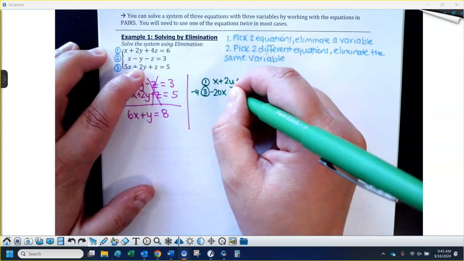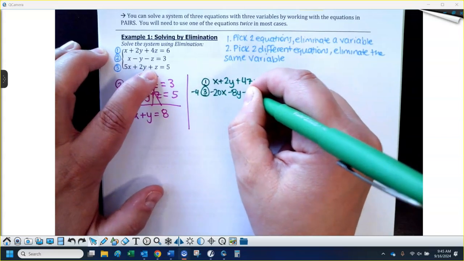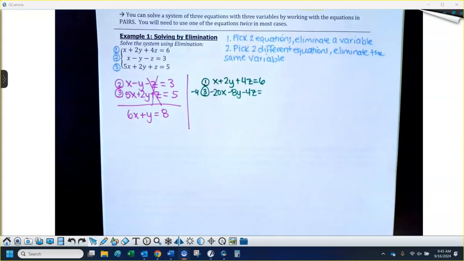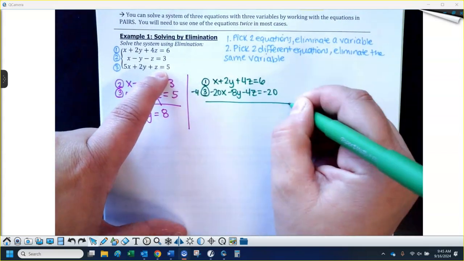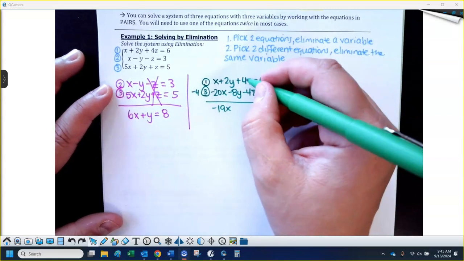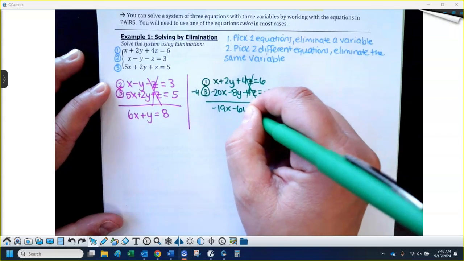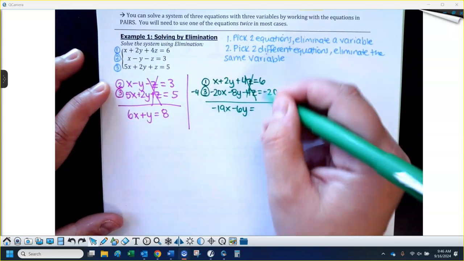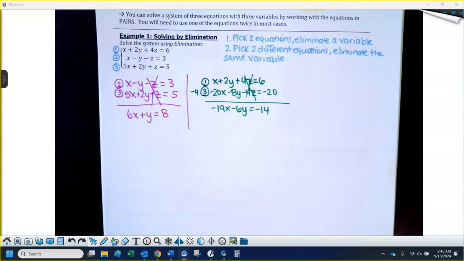So this would be -20x minus 8y minus 4z, trying to make those z's opposites to get rid of them, and then minus 20. Now, I'd get negative 19x. 2 minus 8 is going to be negative 6y, and 6 minus 20 is going to be negative 14.